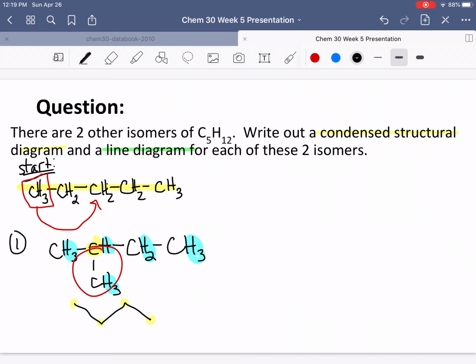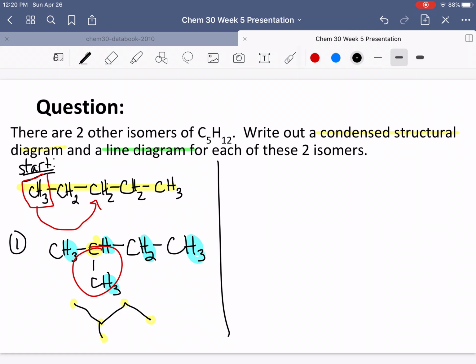So to add that in, you simply take a line and extend it down. Done and done. And that is our 5th carbon. There's your line structural diagram for that isomer. Okay, let's go to the second isomer of this guy.